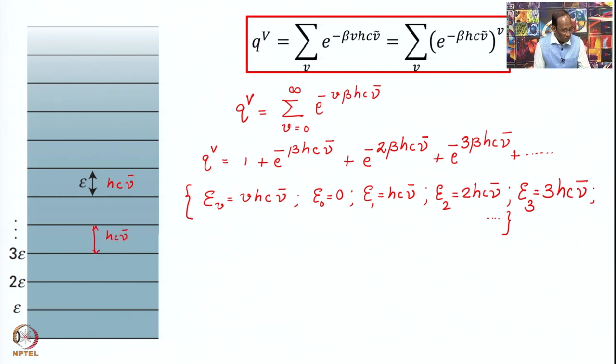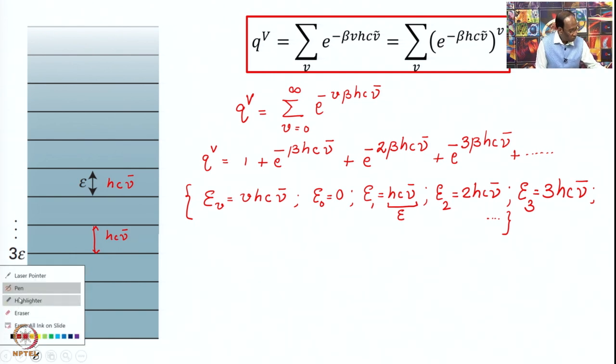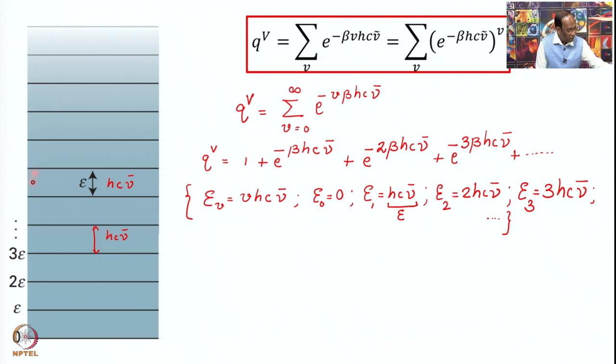And if I set this h c nu bar equal to E, then you have E, 2E, 3E, 4E, etc. So, this becomes a uniform ladder of energy levels. Remember the approximation here. We are considering that the vibrational excitation is not too large. Therefore, we are using the harmonic oscillator approximation. So, this is the same case as that we discussed earlier when we talked about the uniform ladder of energy levels.